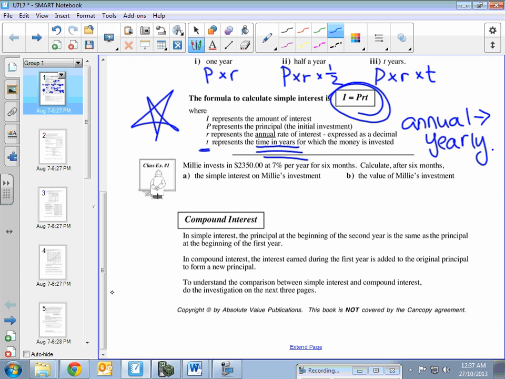Okay, so let's start out with our formula. We have I equals PRT. If we're looking for the investment, we're looking for I equals, our initial investment was 2,350.00. Our R, if we have 7%, we're writing this as 0.07.